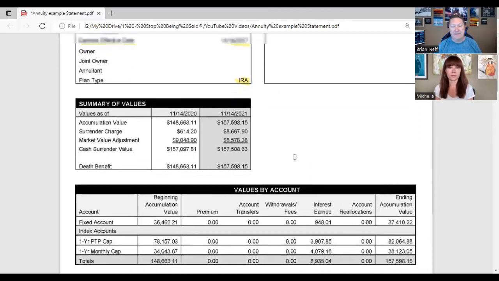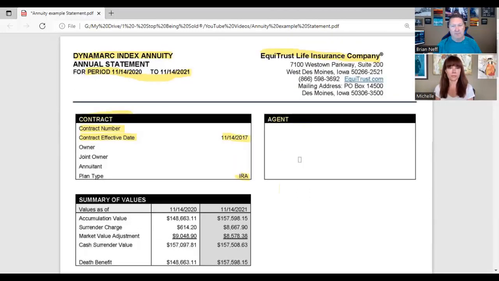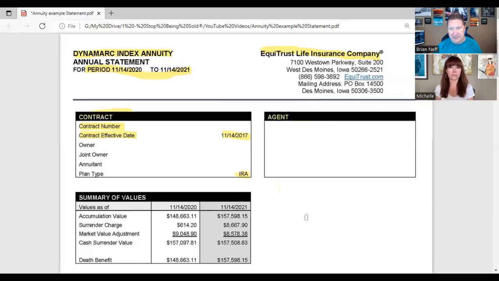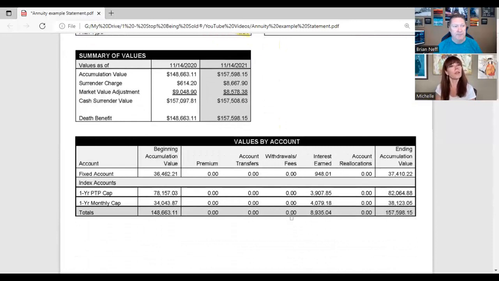So here's a key point. If the agent is the same as the insurance company, that usually means your agent's no longer in business. So remember that. Your agent will be listed on any of these statements. If they're not there and it says home office account or the name of the insurance company, your agent's already out of the business. So it's very common.